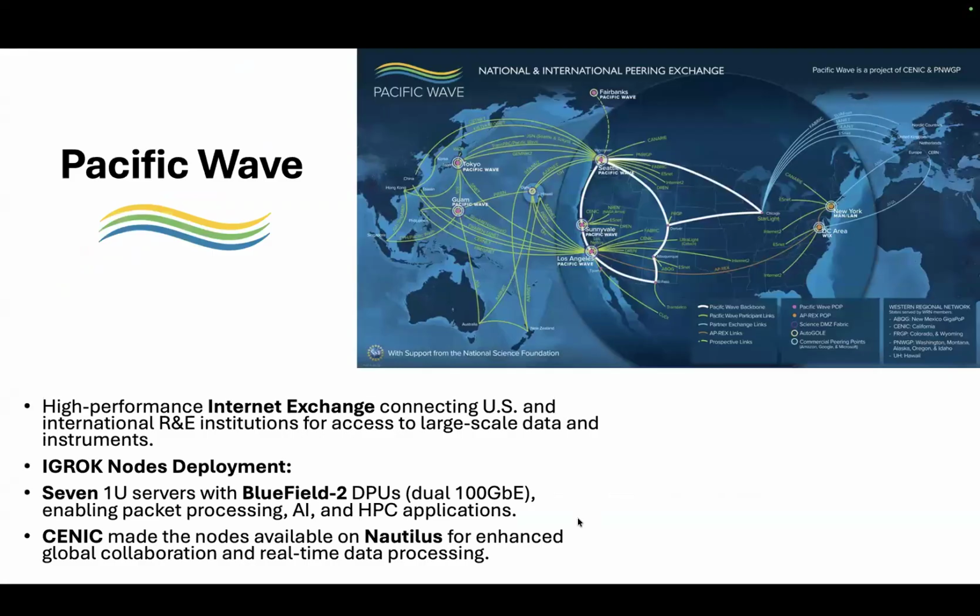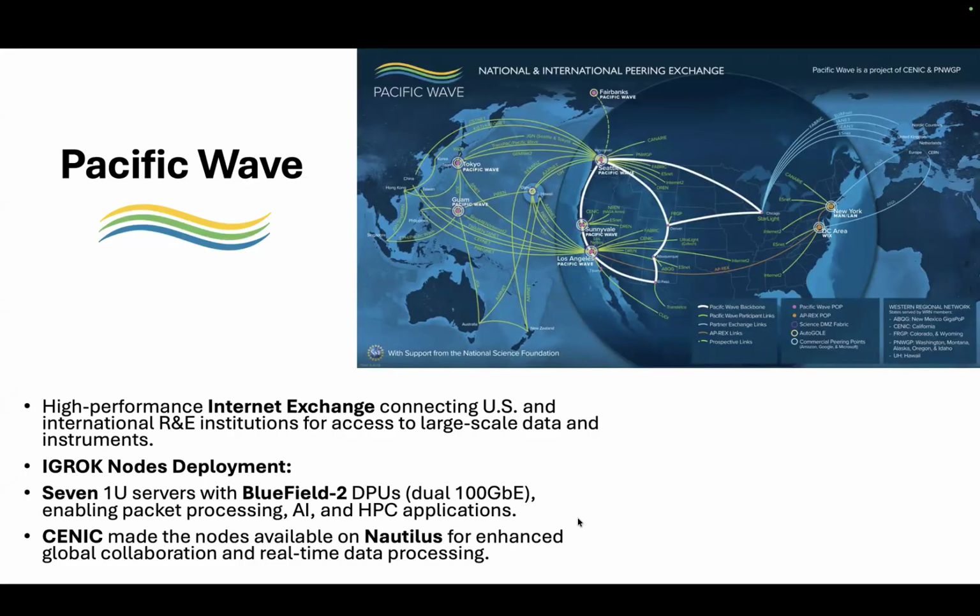And another ecosystem I want to talk about is Pacific Wave, or PACWave for short, which is an internet exchange connecting the United States as well with plenty of international R&E institutes for large-scale data and instruments. And the iGrok node deployments.